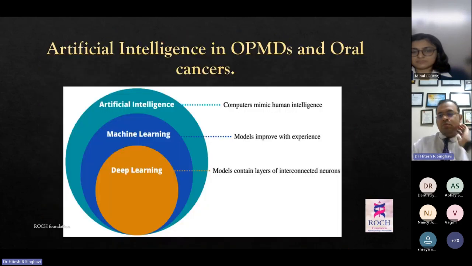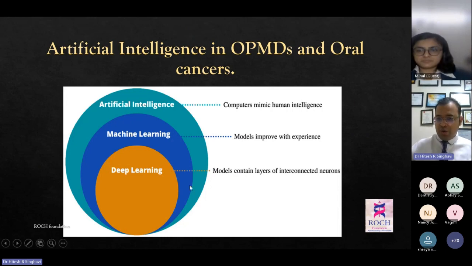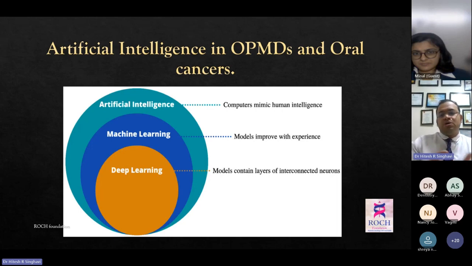So now you have seen how self-examination can work in high-risk individuals. Now we'll see how we can... So these all techniques are to train a dentist, train a physician. Now the next step is how to train a machine, something we call artificial intelligence, for all these problems.